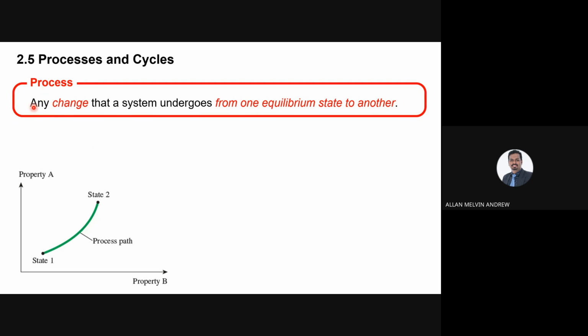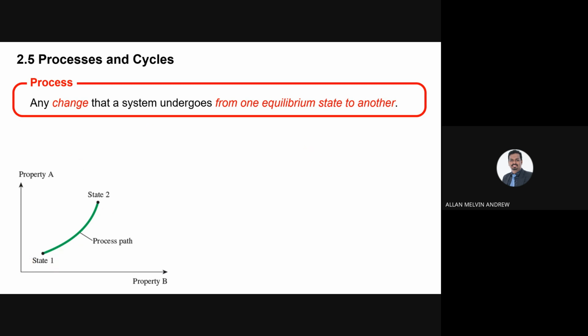Okay, so a process is any change that a system undergoes from one equilibrium state to another. Earlier we have seen equilibrium. Equilibrium means a state where it has already reached a balance. Let's say you are making a change, adding more temperature or making a movement. From one state, it will move to another state because the properties inside are changing. That is what we call a process. You are changing a state where it already reached equilibrium to another state through a process.